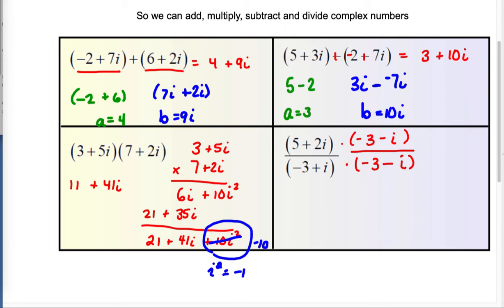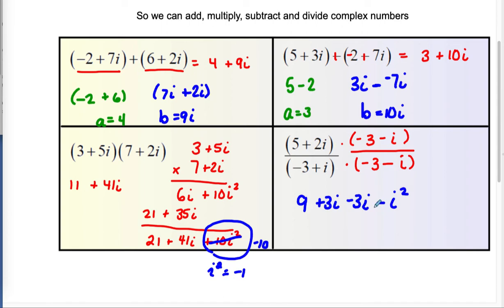If we do the bottom, negative 3 times negative 3 is positive 9. Negative 3 times negative i is positive 3i. Positive i times negative 3 is negative 3i. i times negative i is negative i squared. Now you can see why the conjugate is so important.